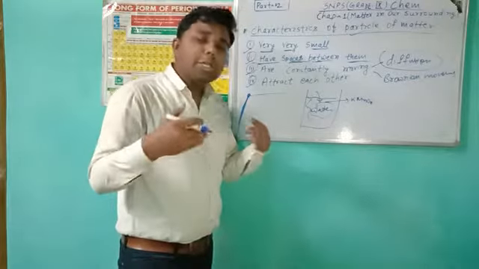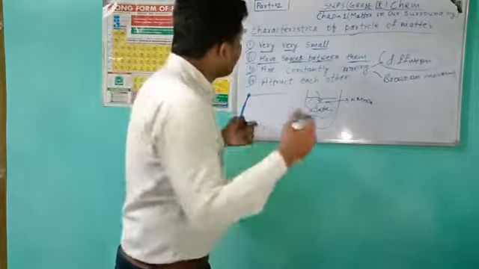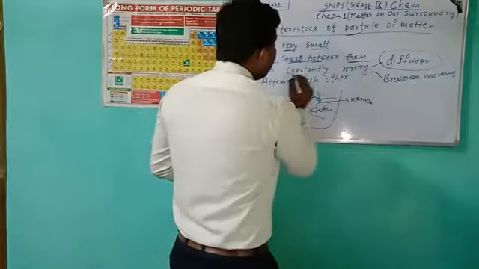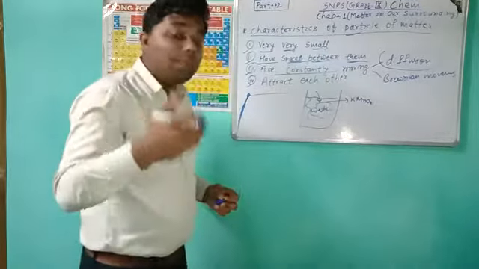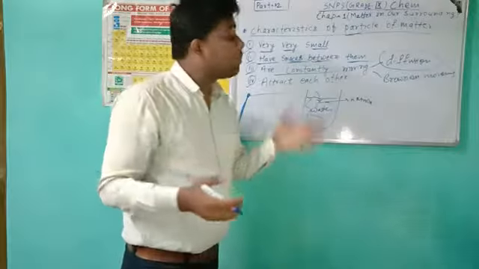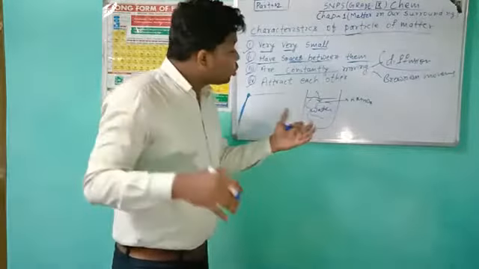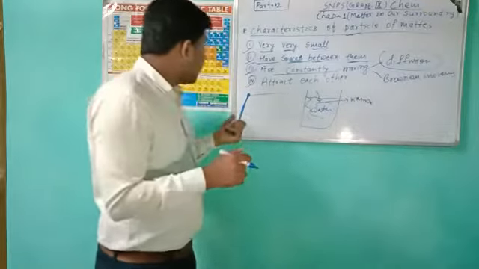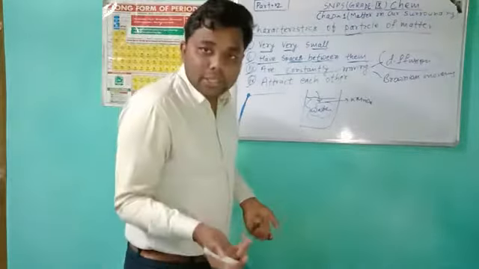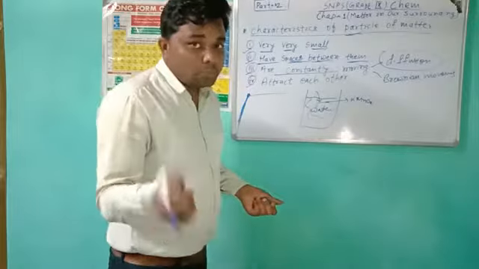So how is it possible? It is possible because the particles of matter are constantly moving. By the constant movement of the particles, it spreads throughout the beaker, and it spreads throughout the room when we light the incense stick. Okay, is it clear to you?